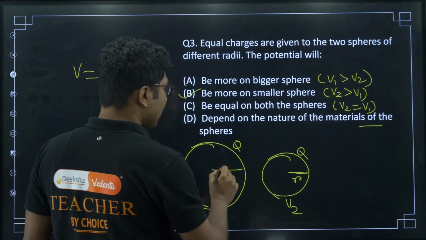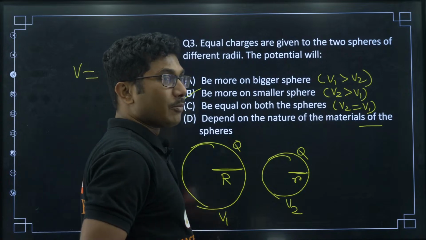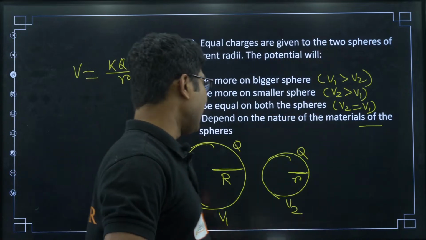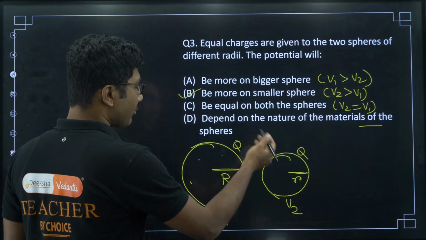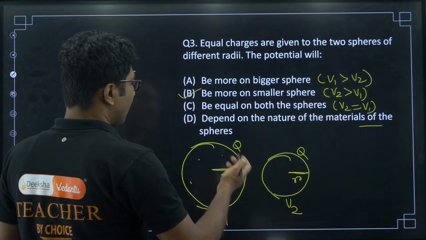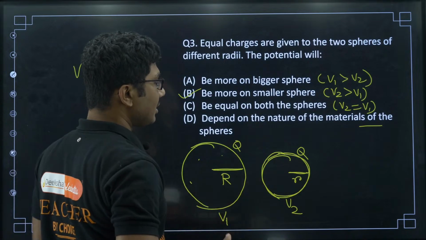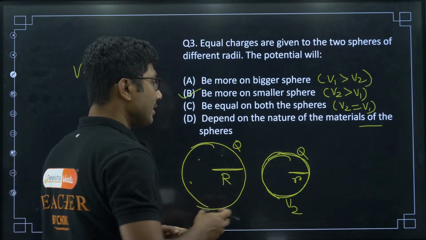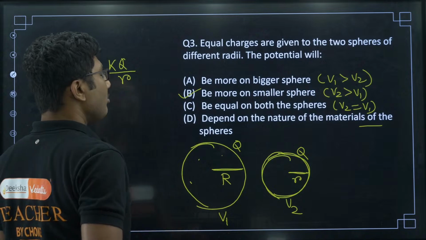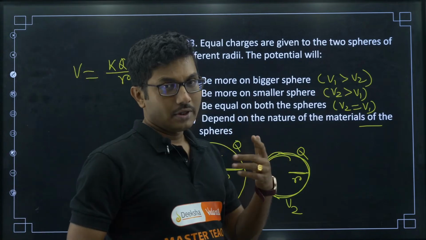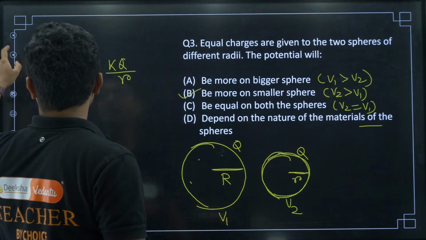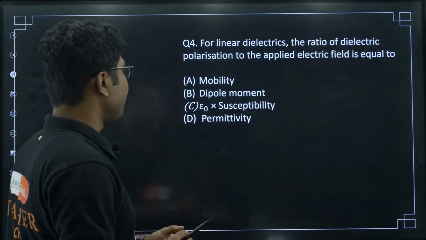Now, inside the sphere the potential is constant, obviously. We know that every point inside the sphere has constant potential, so no matter the size. In the case of a smaller sphere, the entire charge is concentrated in a smaller region, so obviously the potential will be more in the case of the smaller sphere. Now, let us move on to the next question.